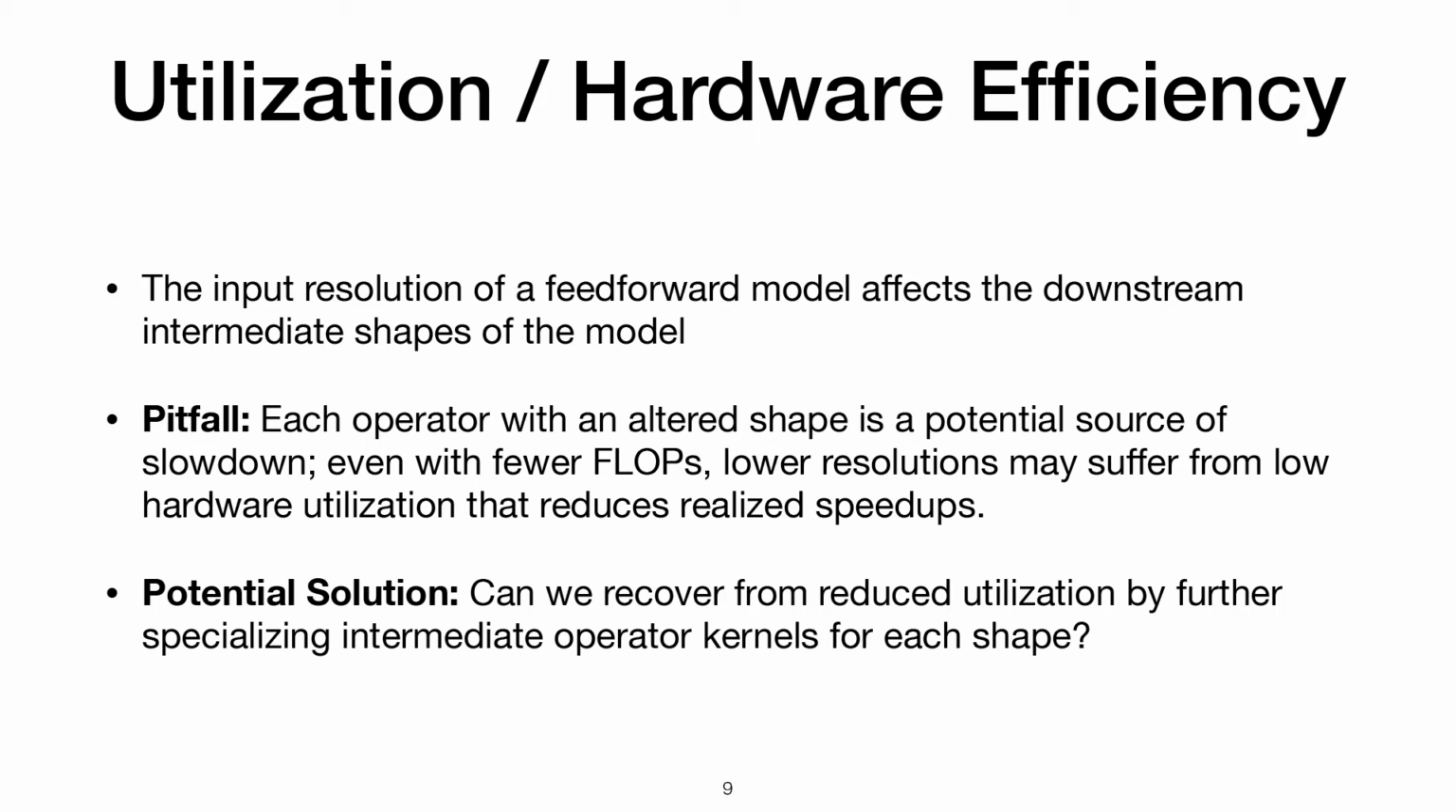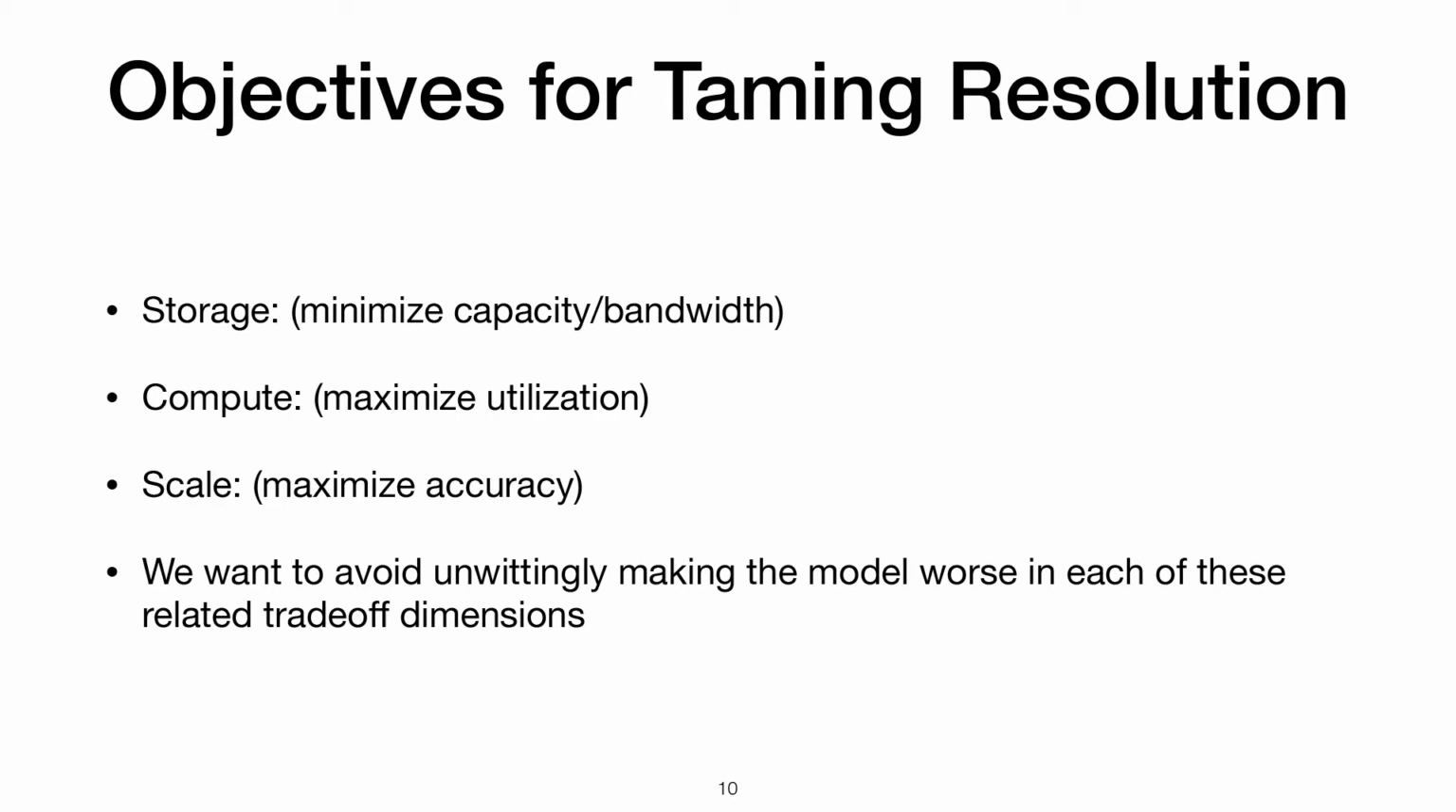To summarize, our objectives when we talk about taming resolution are, for storage, we want to minimize the amount of storage capacity or network bandwidth that is used by our choice of resolution. For computation, we want to maximize the utilization of the hardware target that we're running on for our choice of resolution. Finally, we want to make this choice of resolution such that we're maximizing the accuracy of our model, that is, by matching the scale of objects at test time to that at training time. Overall, we want to avoid unwittingly making the model worse in any of these trade-off spaces or dimensions.